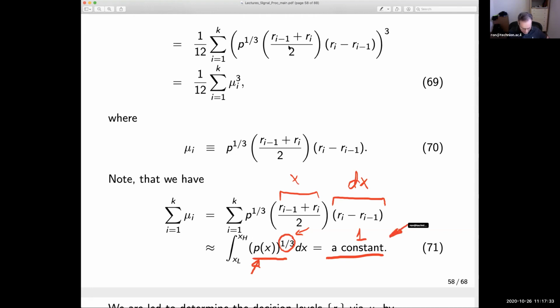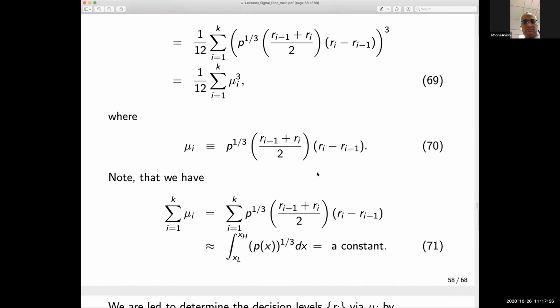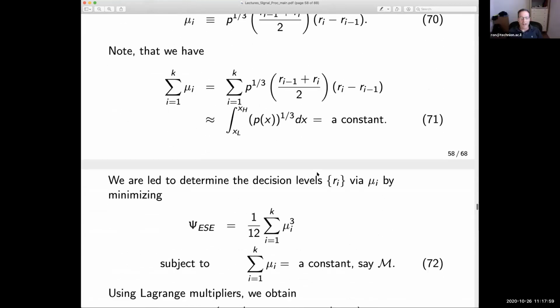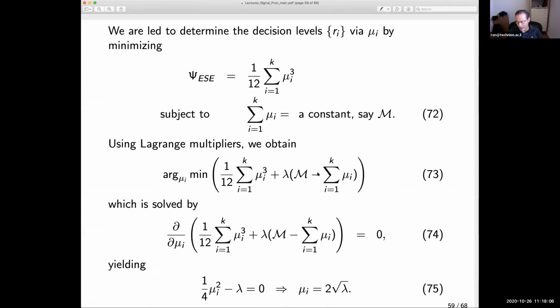And this constant is something that I can relate to. I can give it some name, and the name that we gave this constant is, just to confuse people, tilde m. So not mu, but rather some capital M like that. Yeah, questions? Okay, so I'm defining it by some constant. So again, remember my estimated squared error is the sum of mu to the power of 3, and I know that summing over my mu is equal to M. Okay, these are the two values.